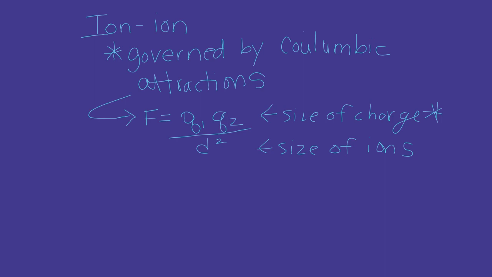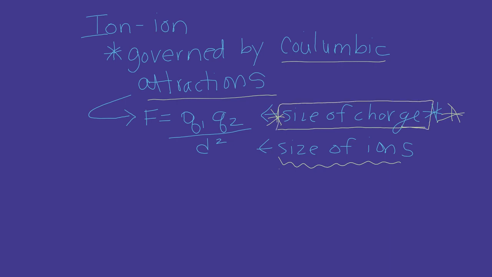So ion-ion interactions are going to be governed by Coulombic attractions, we've heard that a lot this year, which is a force. So Q1 and Q2 are charges, and d squared is going to be distance. What influences the charges here is the size of the charges on the ions, and the distance is going to be dependent on the size of the ions. I've put a big star here because remember, we always check the size of the charges when comparing before we look at the size of the ions. We always look at the size of the charge.